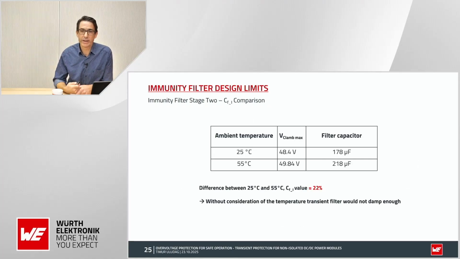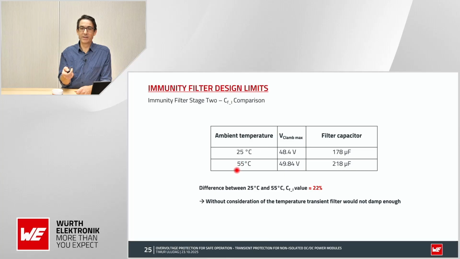Let's now summarize a little bit the values we have calculated. As you can see, with the equation we have shown, if we stick to the 25 degrees value and a clamping voltage max of 48.4 volts, depending on the data sheet, and take our 12 microhenry inductor, we would arrive at a filter capacitor, our CFI, of 178 microfarads.